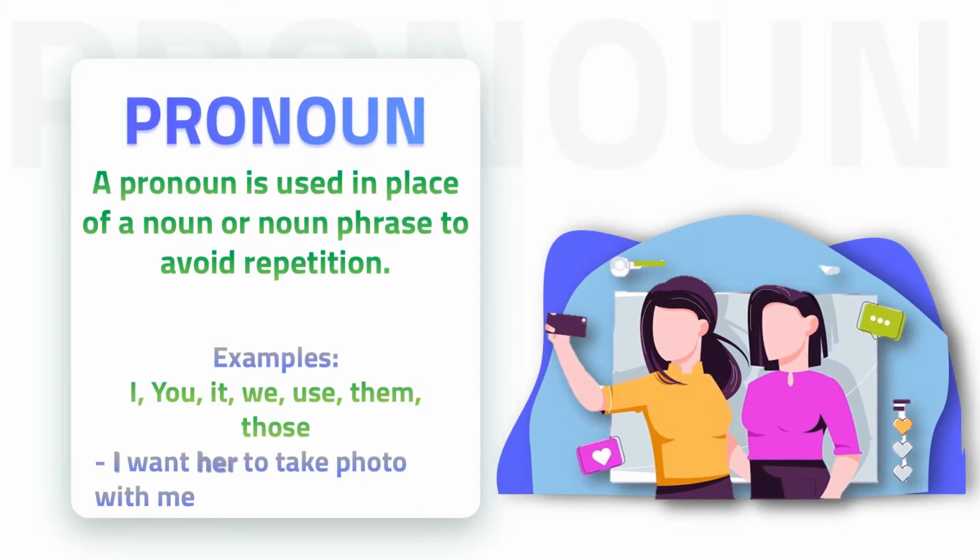The pronoun is used in place of a noun or noun phrase to avoid repetition. For example, in the sentence I want her to take a photo with me, the pronouns are I and her.